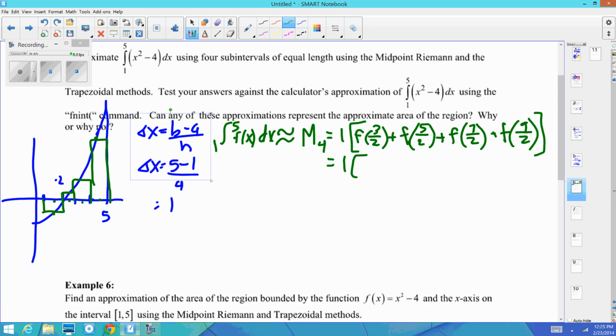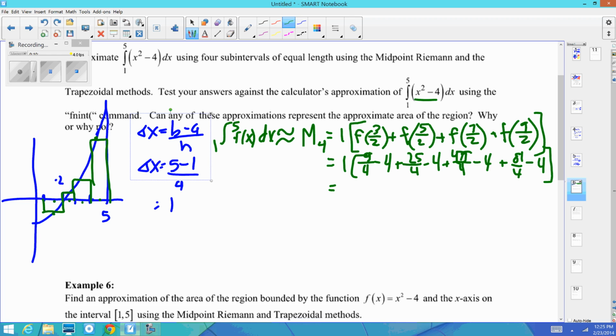Let's do it this way. 9 fourths minus 4, plus 25 fourths minus 4, plus 49 fourths minus 4, and I'm just plugging them into my function. Okay, plus 81 fourths minus 4.